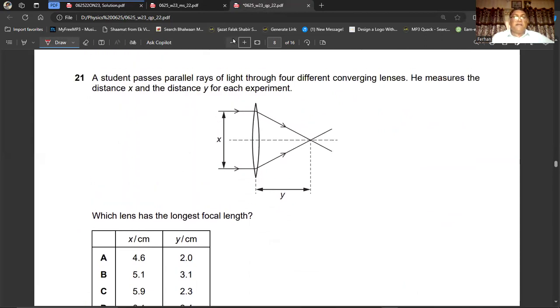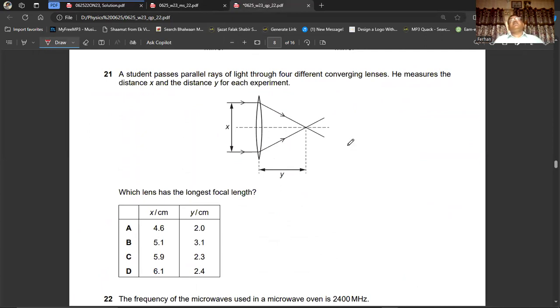This next question is question number 21. A student passes parallel rays of light through 4 different converging lenses. He measures the distance x and the distance y for each experiment. This is a very simple rule. The rays which are parallel to the principal axis, when they pass through the convex lens, all focus on the principal focus. The distance between the optical center and the principal focus is the focal length.